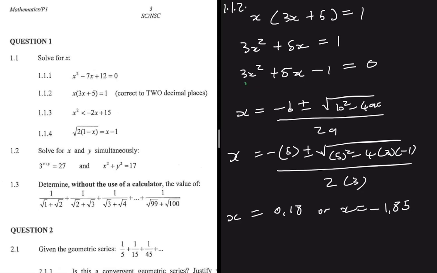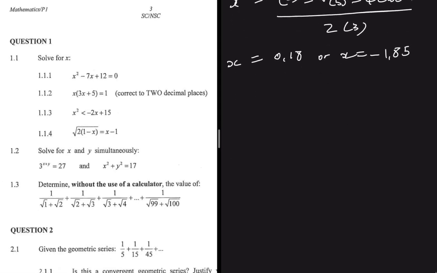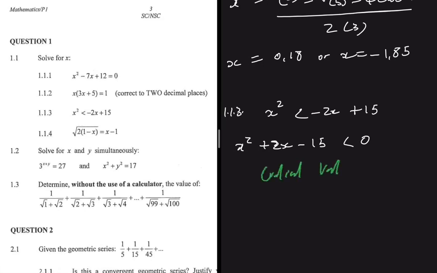Let's see if we can do 1.1.3, right? It looks a bit more interesting. So for 1.1.3, we have x squared is less than minus 2x plus 15. Let's take minus 2x plus 15 to the left hand side and see what we get. We're going to have x squared plus 2x minus 15 being less than 0. What can we do now? Critical values. We need our critical values, right? To find our critical values, we say x squared plus 2x minus 15 is equal to 0.